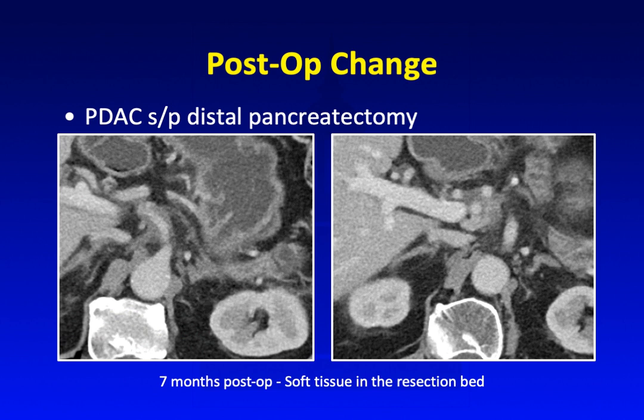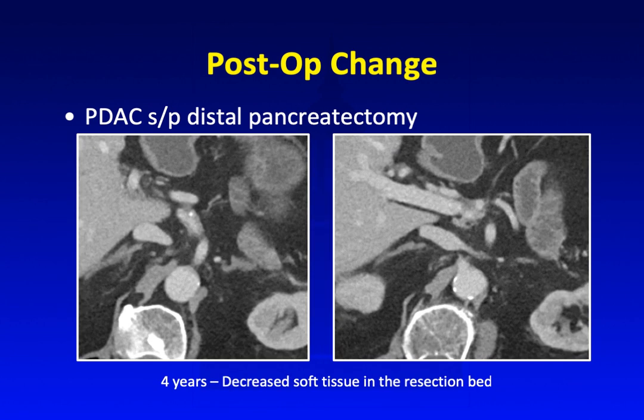This is an example of a patient who had a distal pancreatectomy. And when you look at this 7-month post-op exam, you still see some soft tissue at the resection bed. If you just have one exam, it can be rather difficult to tell if this is just expected post-op change or if there's some residual or recurrent disease. But here I can show you the same patient 4 years later, that amount of soft tissue has decreased over time, so we can tell that that's just normal post-op changes.